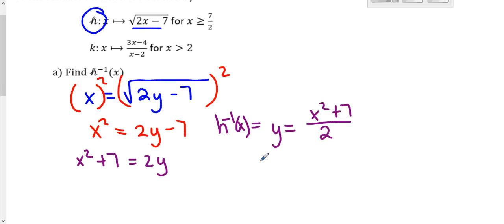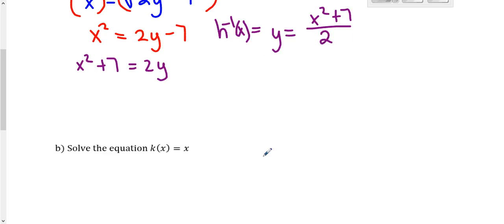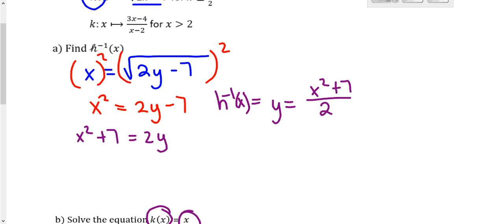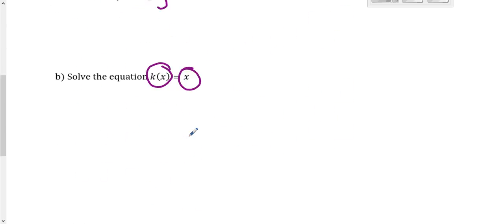So let's look at part B. It says to solve the equation k of x equals x. So we need to take k of x, set it equal to x, and solve. So k of x is 3x minus 4 over x minus 2. 3x minus 4 over x minus 2 equals x.